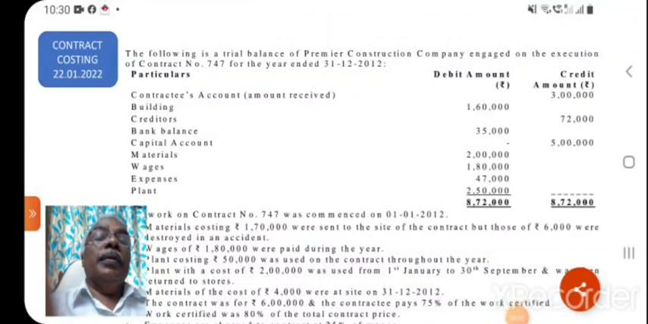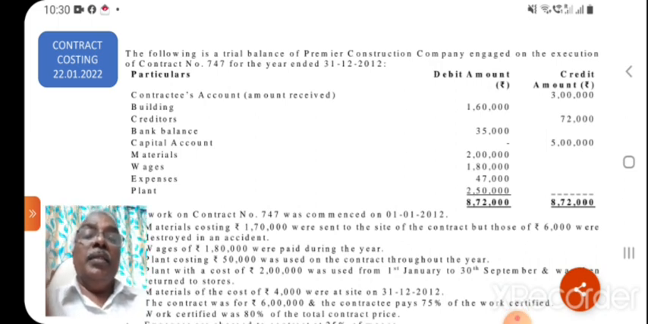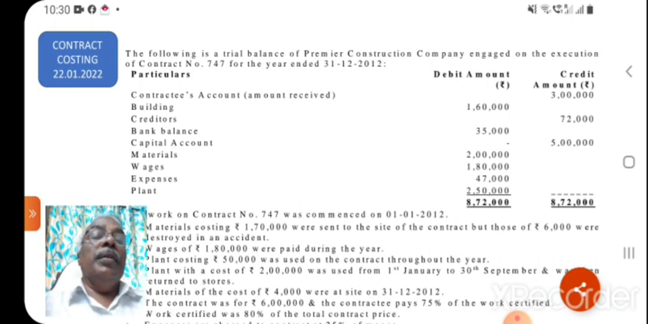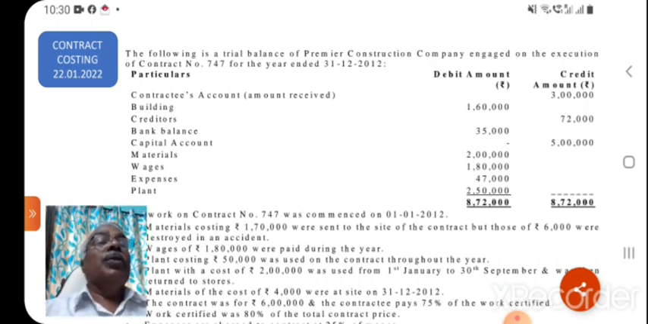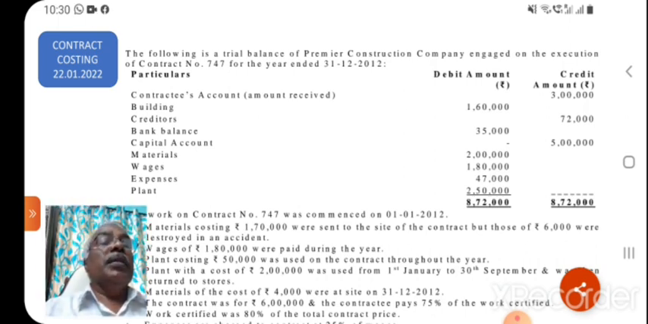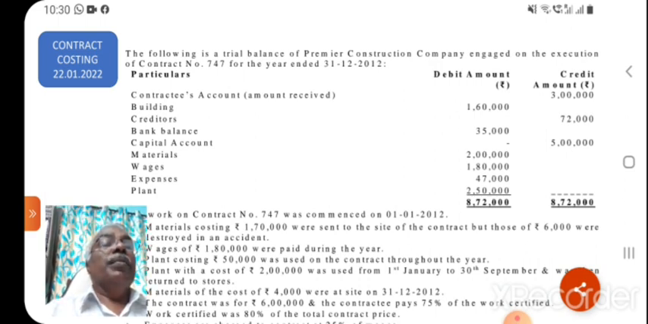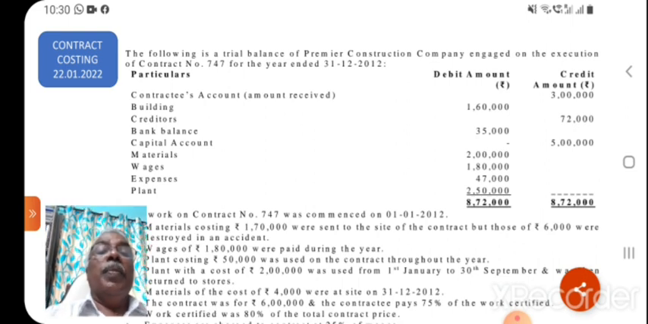Today, let us take a problem where the trial balance of a contractor is given, where we are supposed to prepare the balance sheet of the contractor. In this particular problem, look at the credit column. There are only three items: the contractor's account, creditors, and the capital. These are the liabilities, and all other items are the debit items.